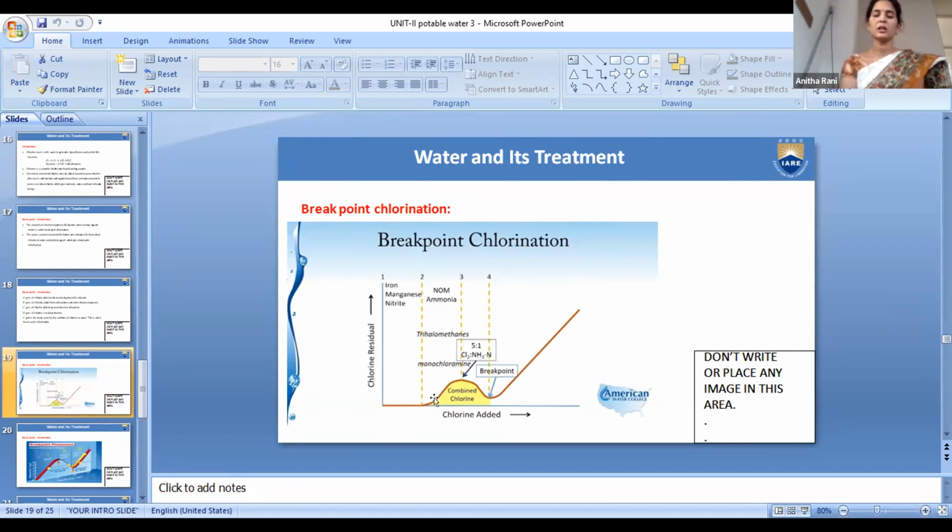chlorine reacts with the ammonia present in water. What does that mean? Chlorine is there in water in the form of chloramines. So here the curve is increasing. You can see that is also called combined chlorine. The curve reaches a maximum because completely the chlorine here reacts with ammonia present in water and forms chloramines. Okay.